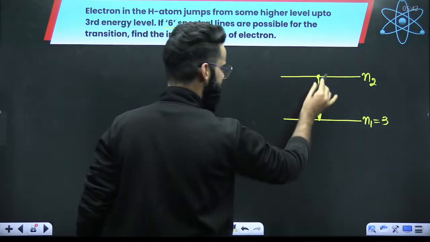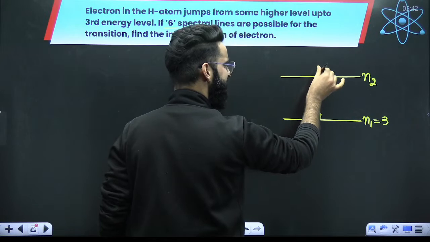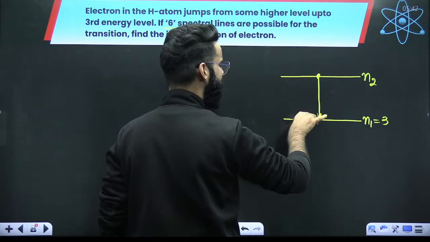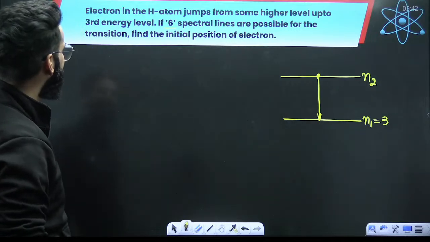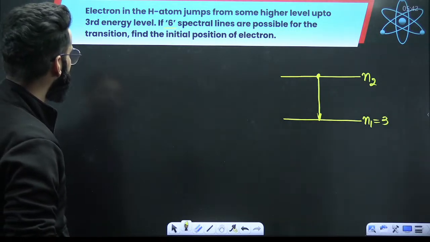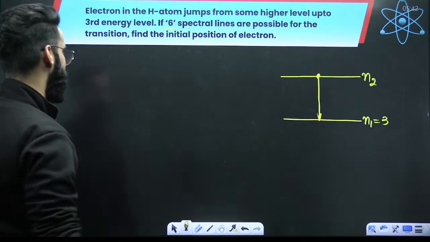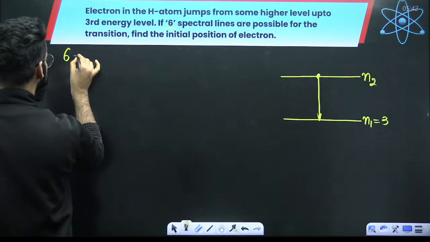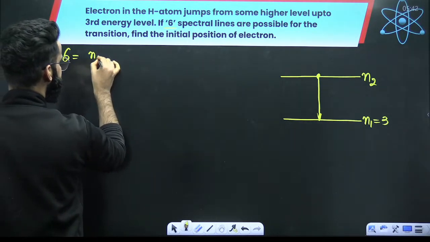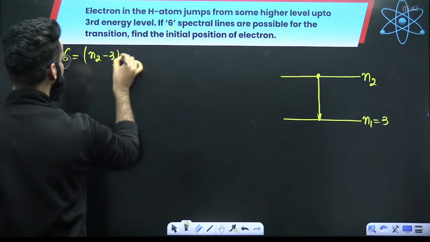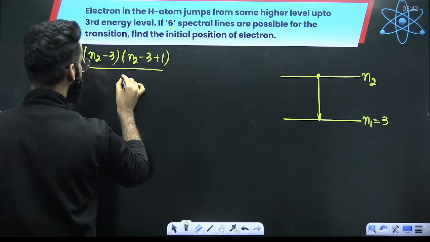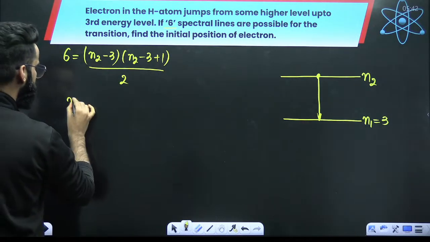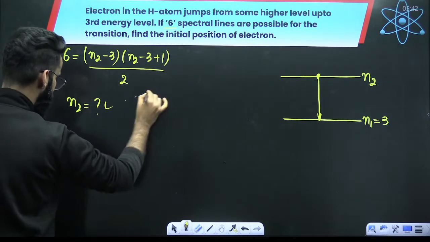See, the electron is right now at N2. It is the initial position. Now the electron has to jump to 3. 6 spectral lines are possible. Find the initial position. We have to get the value of N2. It's again simple. How many maximum spectral lines? 6 is equal to N2 minus N1 times N2 minus N1 plus 1, divided by 2. Solve this equation, get the value of N2. That was the initial position of the electron. You can easily solve it.